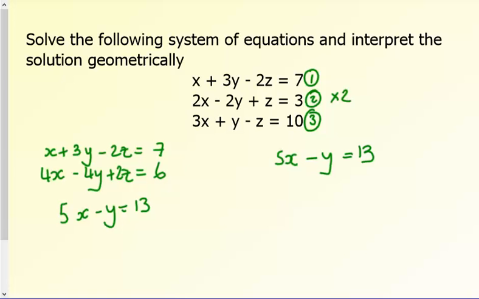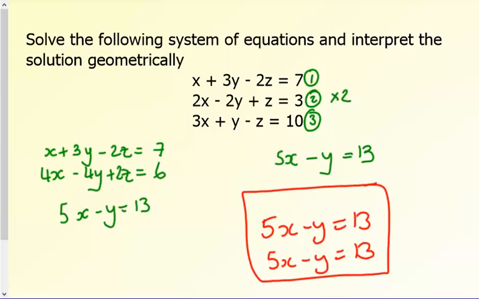Okay, welcome back. If, like me, you tried to eliminate z using equations 1 and 2, you will have got the equation 5x minus y is equal to 13, and eliminating z from 2 and 3 by combining those gives us the equation 5x minus y equals 13. So where do we go from there? Well, there's not a lot we can do with that in terms of finding a unique solution. Why? Because there isn't one.